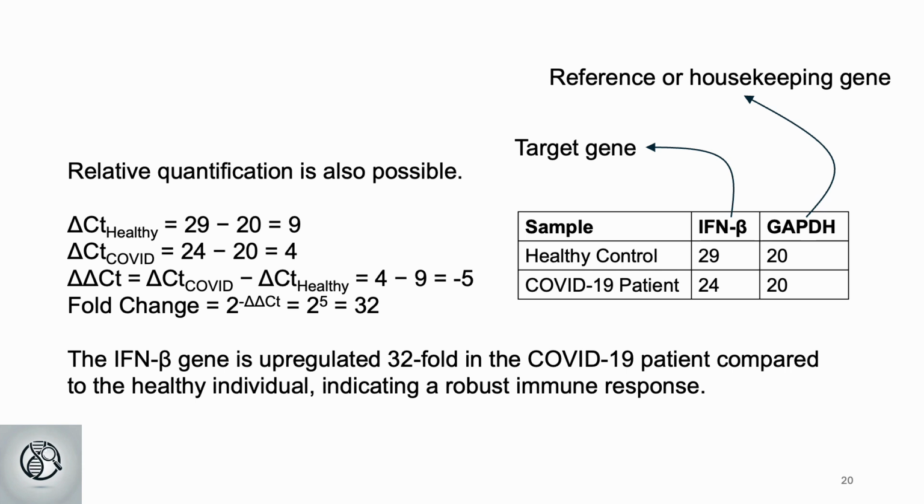COVID-19 testing is a prime example. By comparing the CT values of the target gene with those of a reference or housekeeping gene in both a healthy control and a patient, it is possible to determine whether the patient is positive for COVID-19. By the way, in this case, RNA must first be converted to cDNA, which is achieved through reverse transcription.